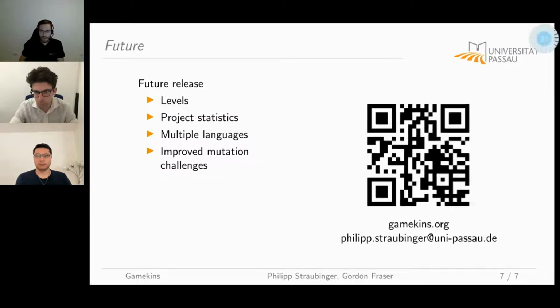So if you want to try Gamekins, you can just download it via Jenkins. It's published on the Jenkins plugin page. And if you're interested in using it, or also we are always looking for project or industry partners to evaluate Gamekins. So just drop me a mail if you're interested. And thank you for your attention. And I'm now open for questions.